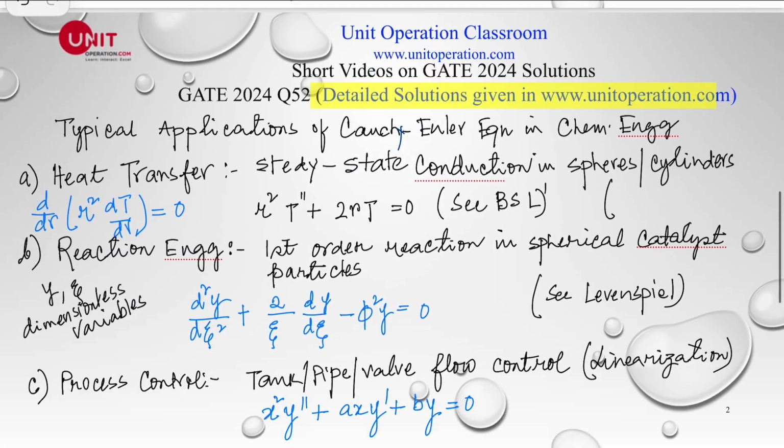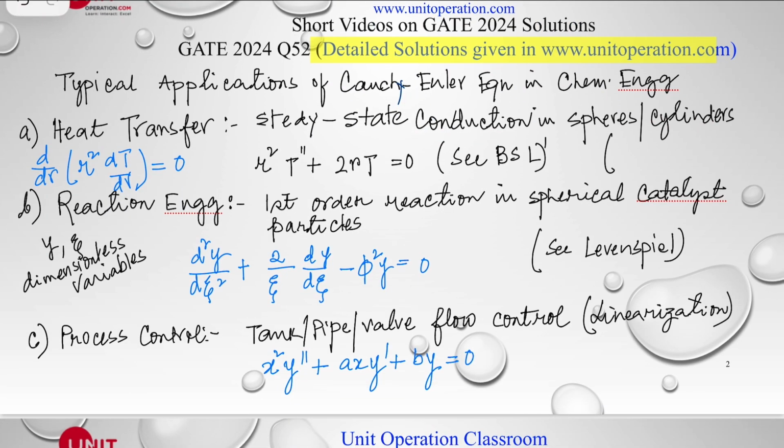Let's quickly see the practical applications of these equations, typical applications in heat transfer. This is a very standard one. When we have steady state heat conduction in spheres or cylinders, we typically get this kind of equation, especially in spheres, even in cylinders also, and on expansion we get this. So this is again a form of the Euler-Cauchy equation. You can see BSL, Bird, Stewart, Lightfoot.